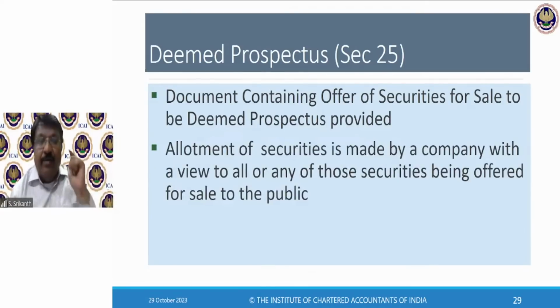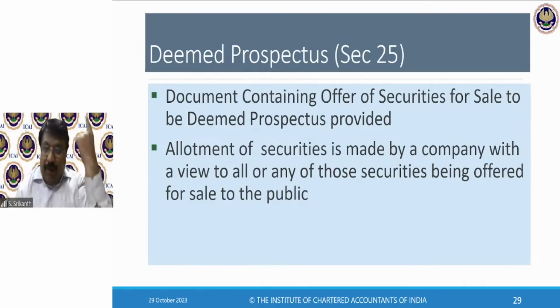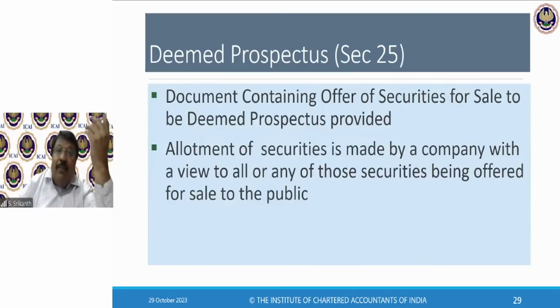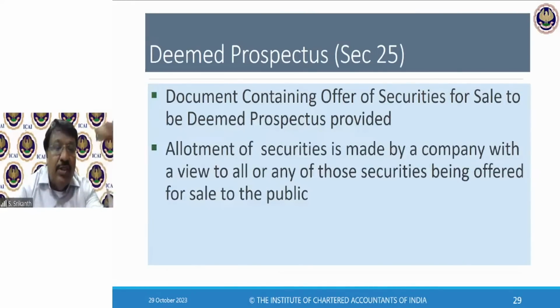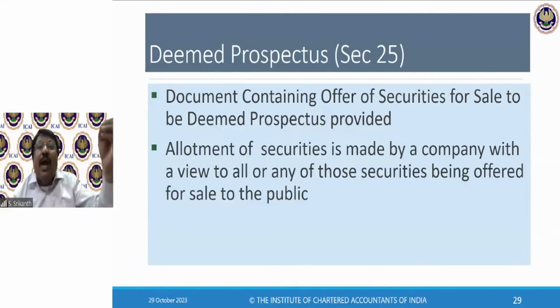When allotment of securities by the company is made with a view, means with the idea, with the thought that all or any of those securities will be offered for sale to the public. So the intention of the company, the mindset of the company at the time of making the allotment to this entity, was not to allot to this entity alone, but that these securities will be ultimately offered to the public. All that is fine. I have said it, you have accepted it.